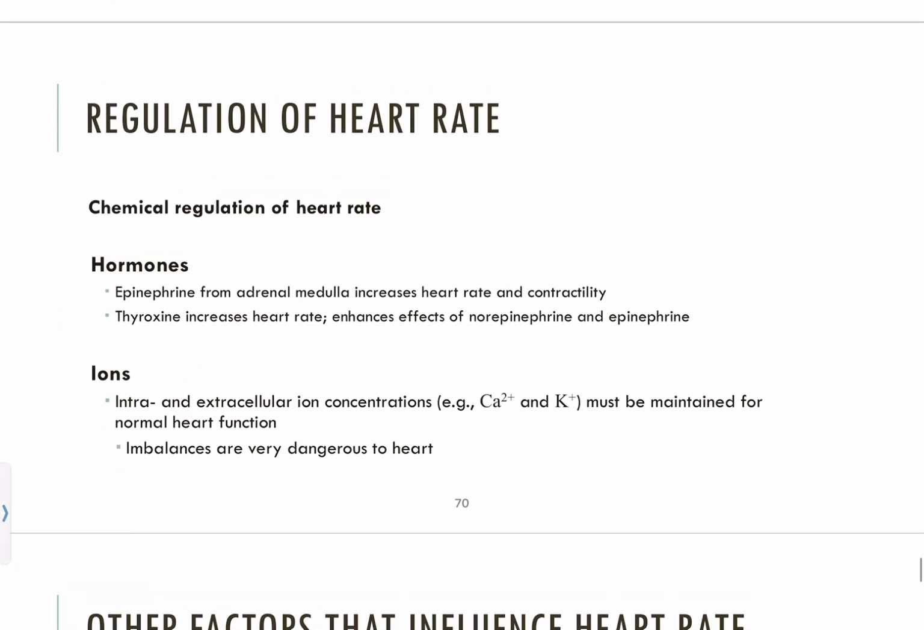So chemical regulation of the heart is going to involve hormones like epinephrine that we talked about from the adrenal medulla and thyroxine, both of which can increase heart rate and contractility. We also have ion concentrations, especially that of calcium and potassium. These have to be carefully balanced. If we have any imbalances, it can be really dangerous and it can disrupt our cardiac rhythm and function.